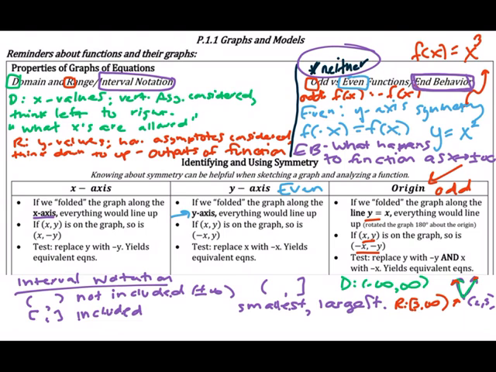But let's actually look at some functions here and try to determine important information about those functions. So here we have 3 functions. So let's start with A. The directions say, given the function, determine if it's odd, even, or neither, and describe the end behavior. So what I notice on A is that I have a 4th degree polynomial, which means the graph is going to look something like this, sort of like a W-shaped graph. Just knowing that is incredibly helpful.